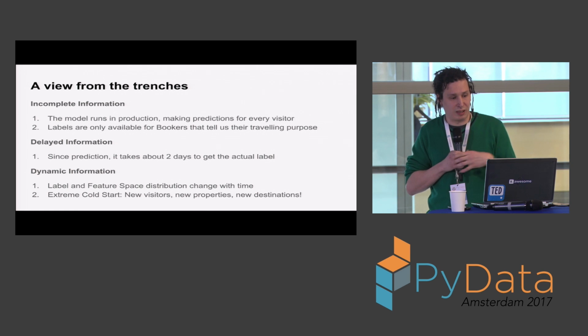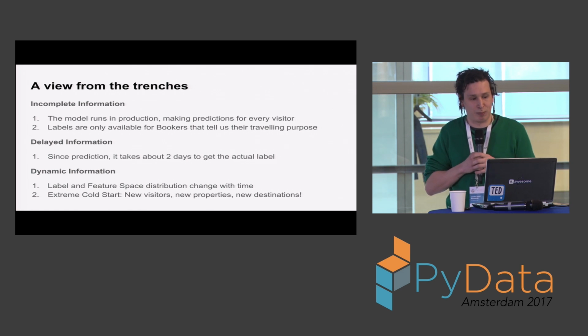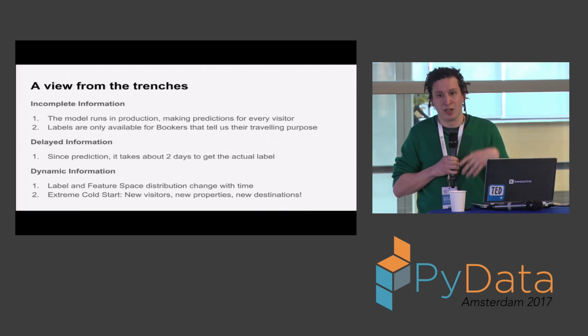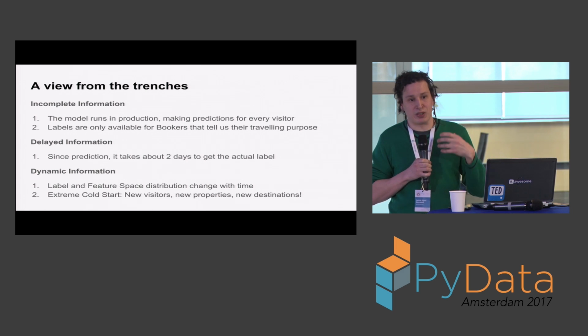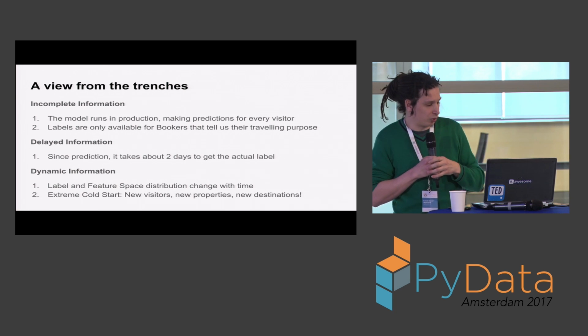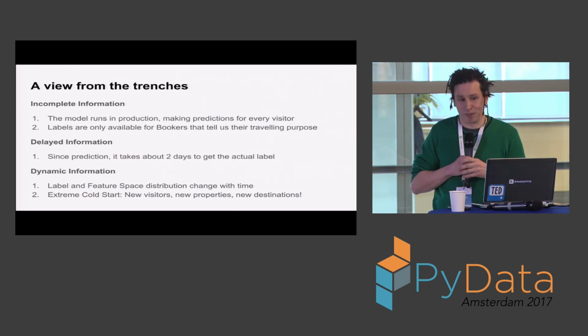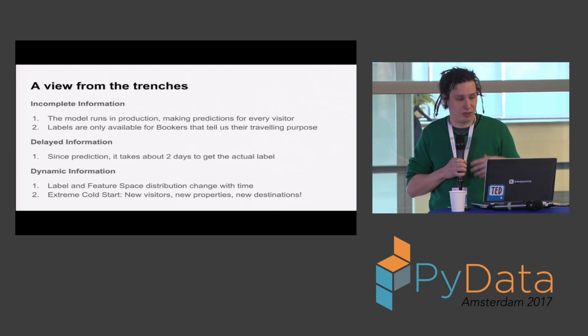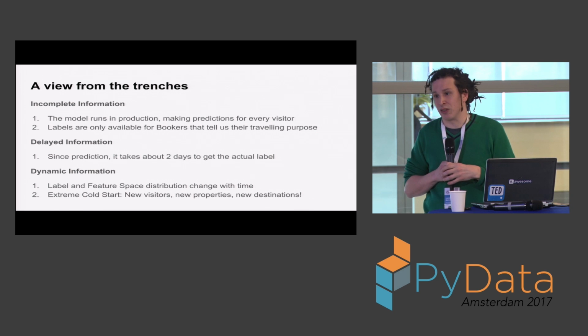But in this case, it's a completely different scenario than the previous one. Here, I would like to use this reference to a paper by Google called Click-Through Prediction: A View from the Trenches, where they analyze the usage of models in a real environment. And that's the case for this model that we have. We want to put it in production and make predictions for every visitor, and the data that is exposed to this model changes all the time. So the view from the trenches looks like this: incomplete information, delayed information, and dynamic information.